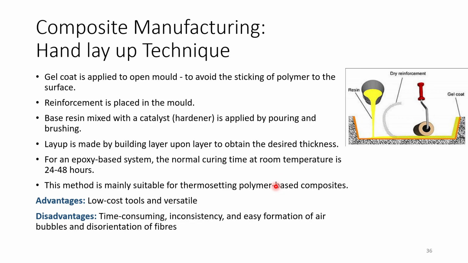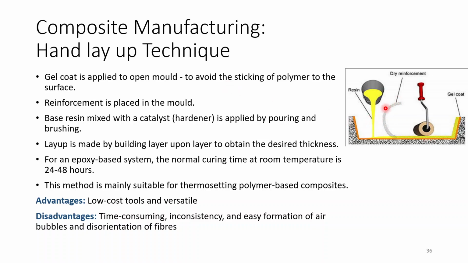Now there are 5 techniques to manufacture composites. First one is hand layup technique. In this case, this is the technique. Here you have a mold, then you have applied some gel coating to easily separate your product. So gel coat is applied to open mold to avoid the sticking of polymer to the surface.